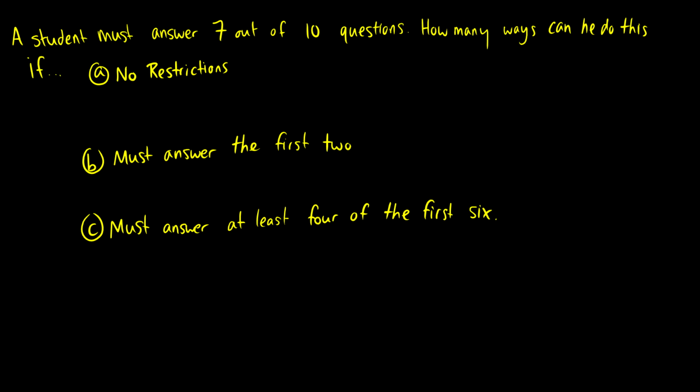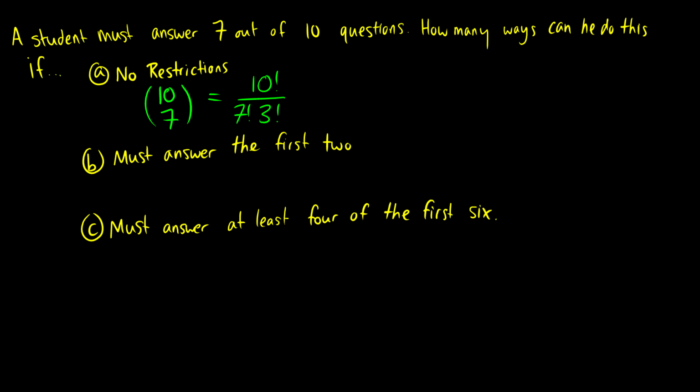Alright, so here's a nice combinatorics problem. A student must answer 7 out of 10 questions on a test. How many ways can he do this if there are no restrictions on which questions he answers? Well, there's 10 questions total, and he has to answer 7 of them. So let's just do 10 choose 7, which, if you don't remember the formula, is 10 factorial over 7 factorial times 3 factorial.